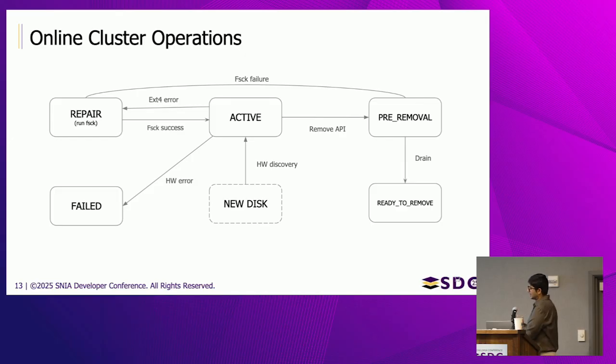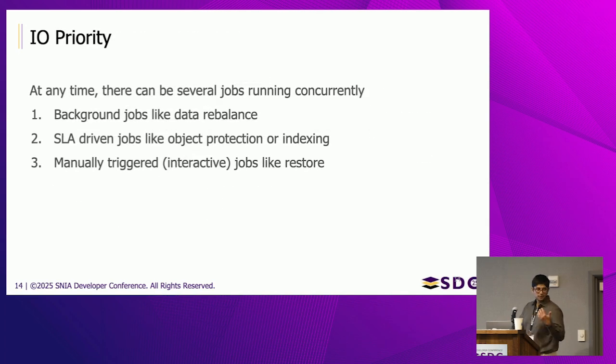And the fact that we continuously try to drain and up-replicate the data whenever we detect an outage proactively helps us ensure this. So I'll hand over to my colleague, Abhinav, to go over IO priority.